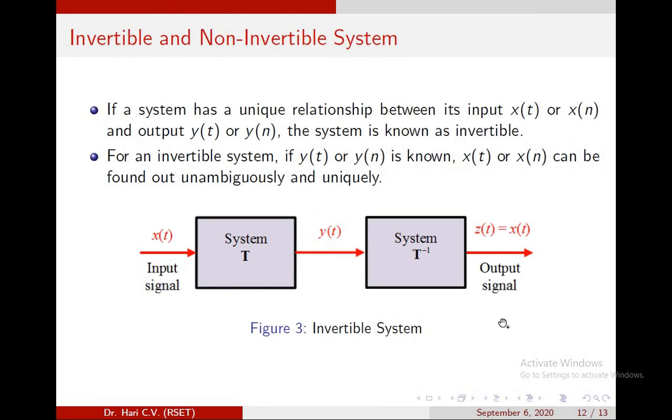The invertible and non-invertible system. If a system has a unique relationship between its input x of t or x of n and output y of t or y of n, then the system is known as invertible system. For an invertible system, if y of t or y of n is known, x of t or x of n can be found unambiguously and uniquely. Such type of systems are called as invertible systems. The figure 3 represents the invertible system.